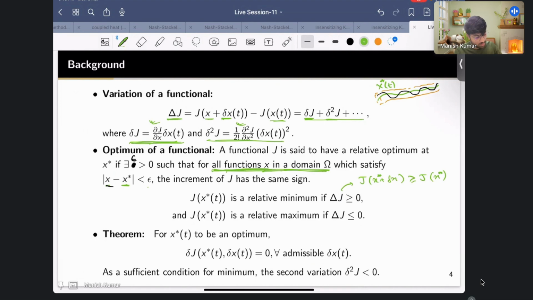So in any neighborhood of x star, the value is greater than j at x star. That means x star is the minimum value. Locally it's minimum, right? Here "relative" means local behavior, that relative to other points in the neighborhood, that is the minimum value or maximum. So in this case you will get relative maximum.